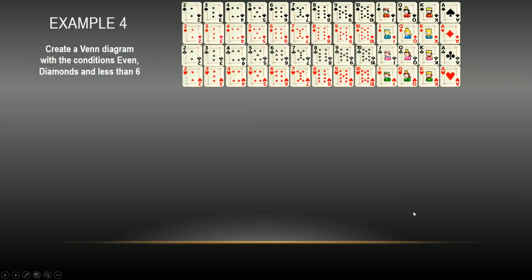Okay. Another one that we need to do is create a Venn diagram. So just think about this with the conditions of even, diamond, and less than 6. That would be 3 separate groups. And this is what you'd have a try at, trying to build the Venn diagram.